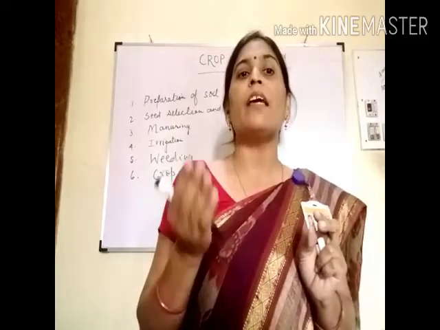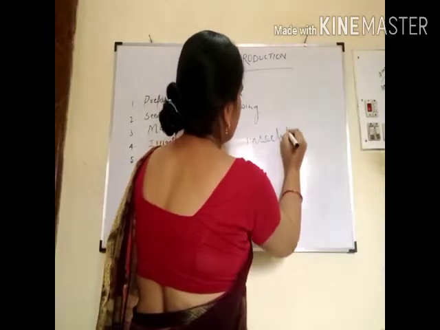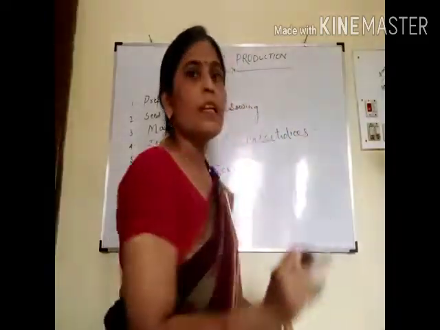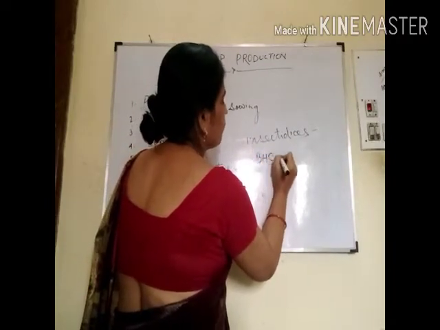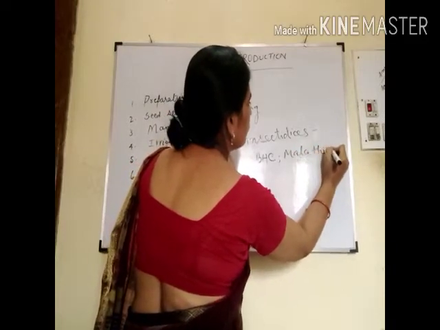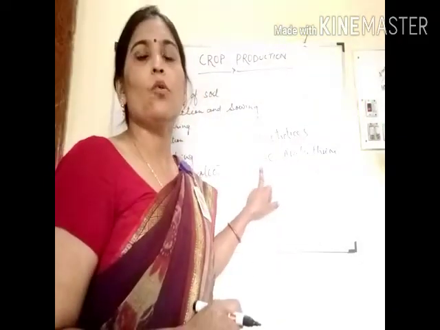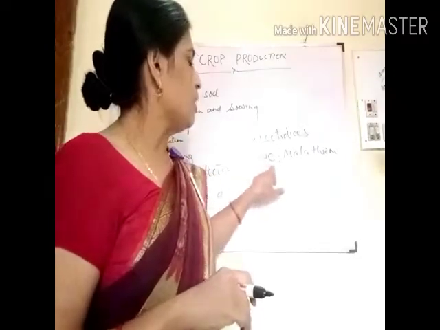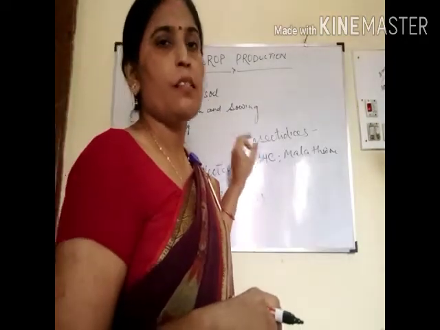Insecticides kill the insects, like BHC, malathion. These are common insecticides. BHC is commonly known in the market as gammexane powder. BHC is benzene hexachloride. It's a compound that is used as an insecticide.